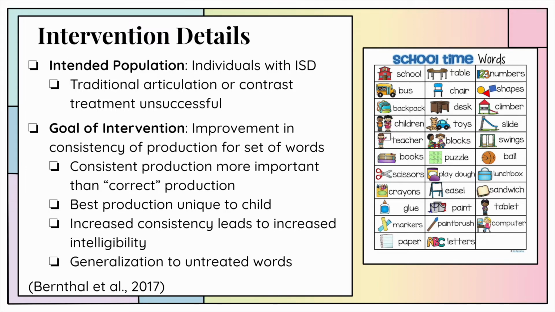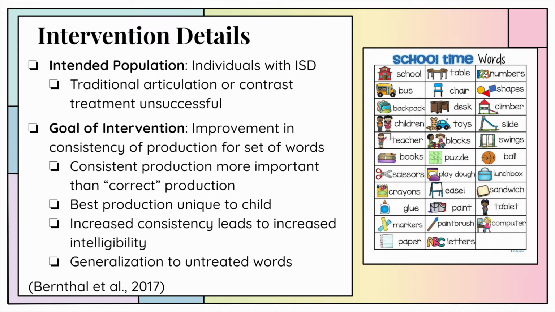The goal of intervention with the core vocabulary approach is to improve consistency of production for a set of words. The focus here, really important, is on consistency. A child may not produce the correct adult version of a target word. However, if their production is consistent and appropriate, that is what is most important.